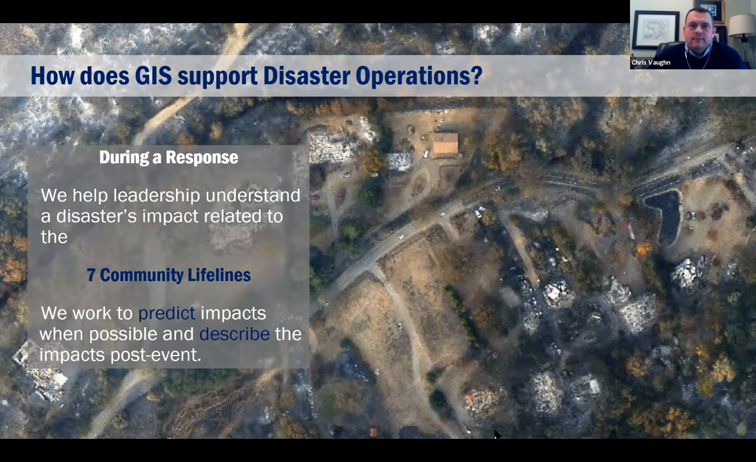We really took a step back after the Harvey, Irma, and Maria season, the 2017 season. It too was a significant year of multiple level one activations back to back to back to back. And they took a step back and they reevaluated a number of things. They didn't throw away things like PPD-8 or the core capabilities or the ESF structures. They're all still there. But they did introduce these concepts called community lifelines. And those are arguably related to things like Maslow's hierarchy of needs: water, food, shelter, power, communication, transportation, safety and security, health and medical.